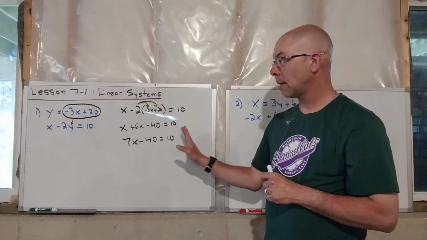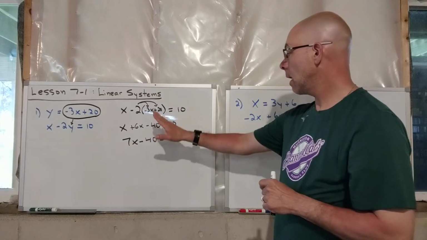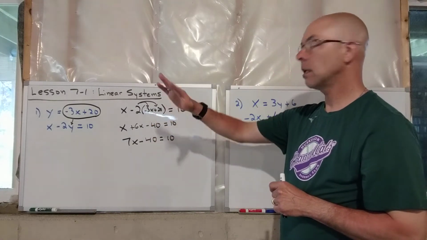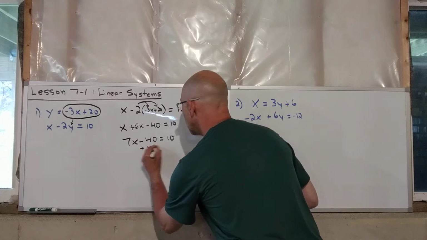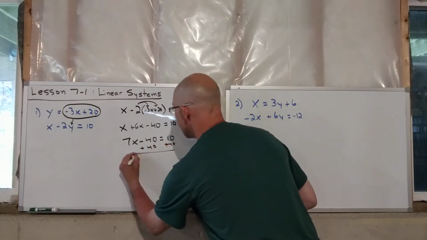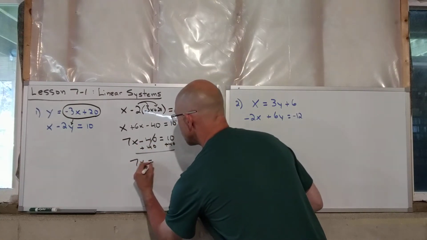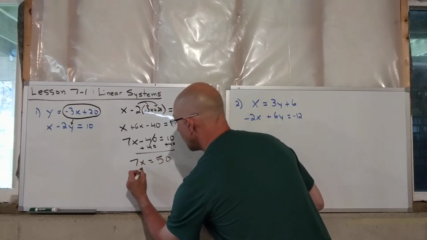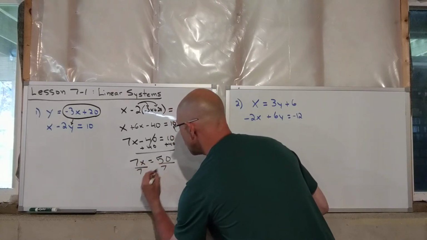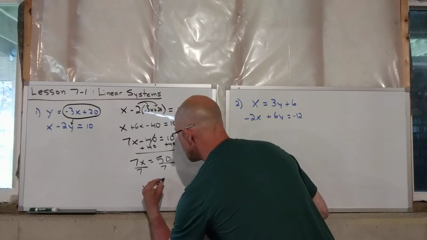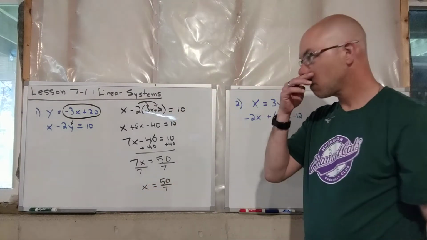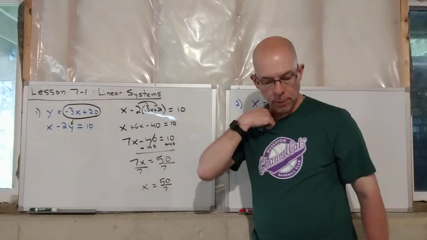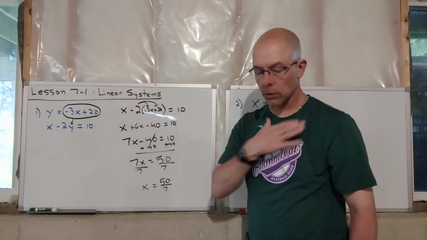Solve this: I'm going to add 40 and divide by 7. If I add 40, I get 7x equals 50. I divide both sides by 7, and I get x equals 50 sevenths, which is not the most pleasant answer, but it's also not the end of the world.